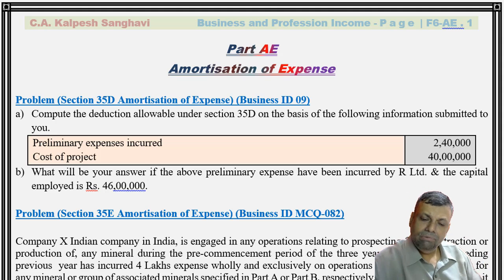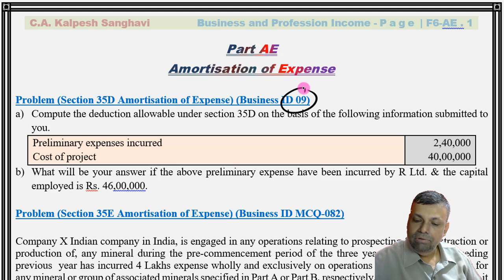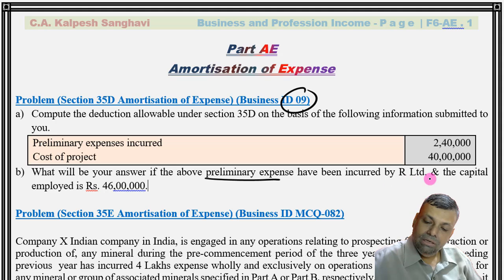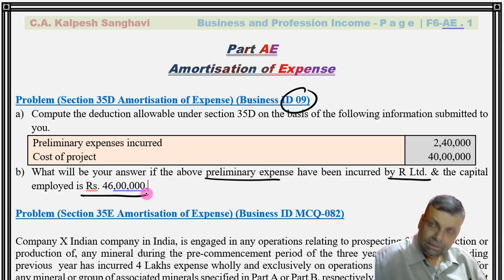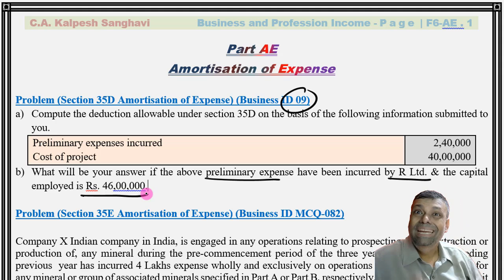Now, section 35D, question ID number 9. Compute the deduction allowable under section 35D on the basis of the following information submitted to you. Preliminary expenditure incurred 2,40,000. Cost of the project is 40 lakhs. What will be your answer if the above preliminary expense has been incurred by R Limited and the capital employed is 46 lakhs? Here see that concept of the Indian company. An Indian company at the option can take the capital employed. That particular thing will come into picture. But in any case, there is an upper cap.